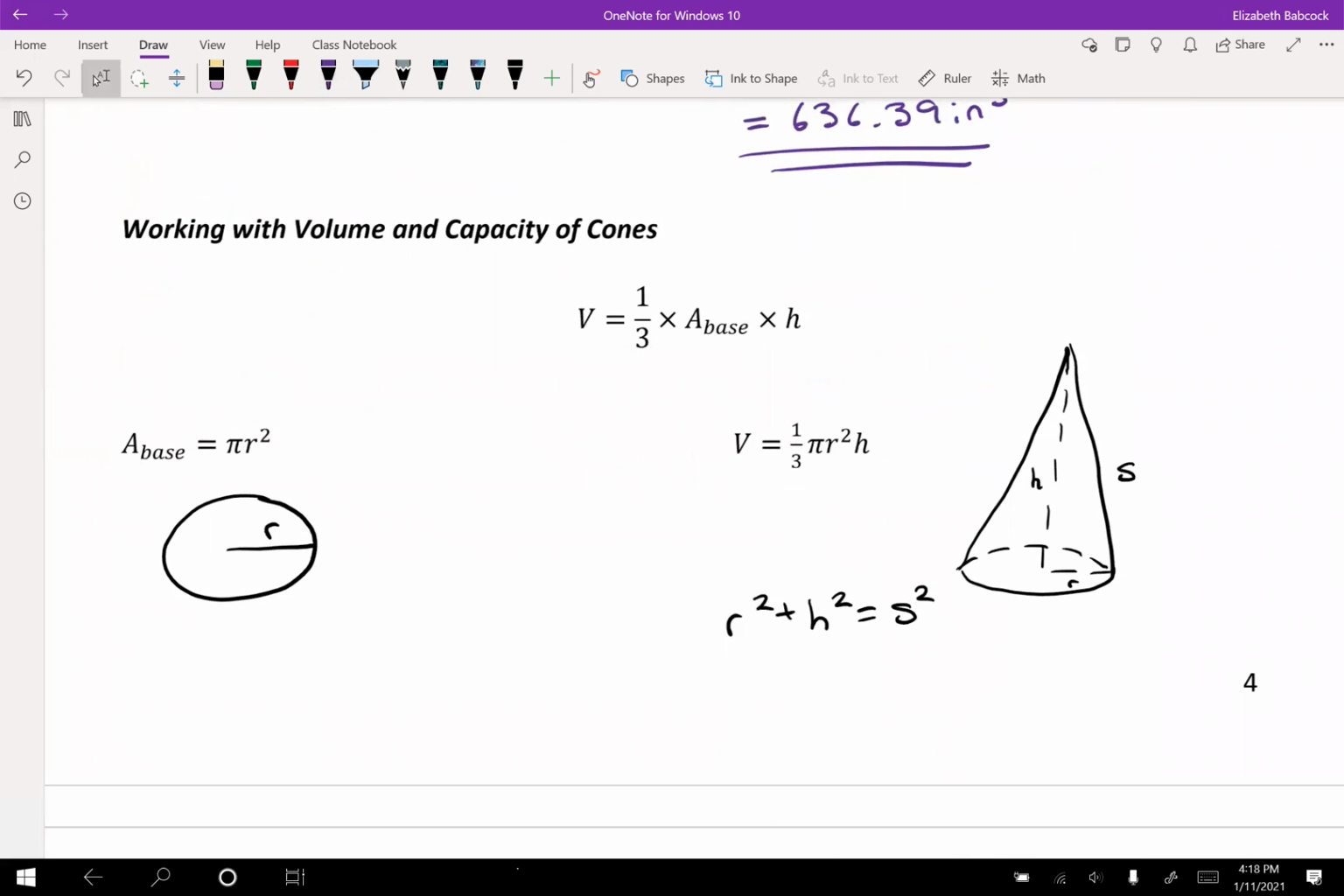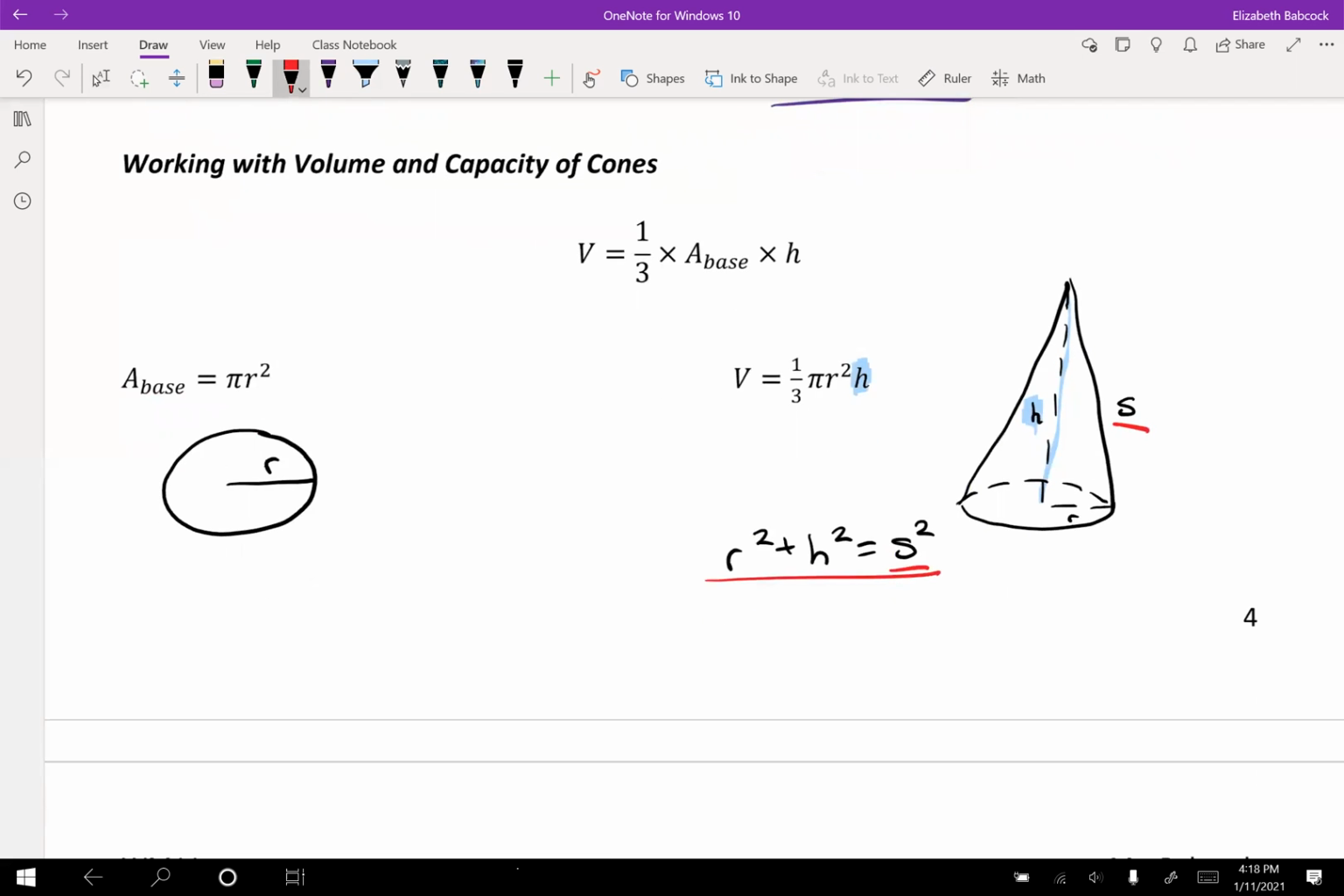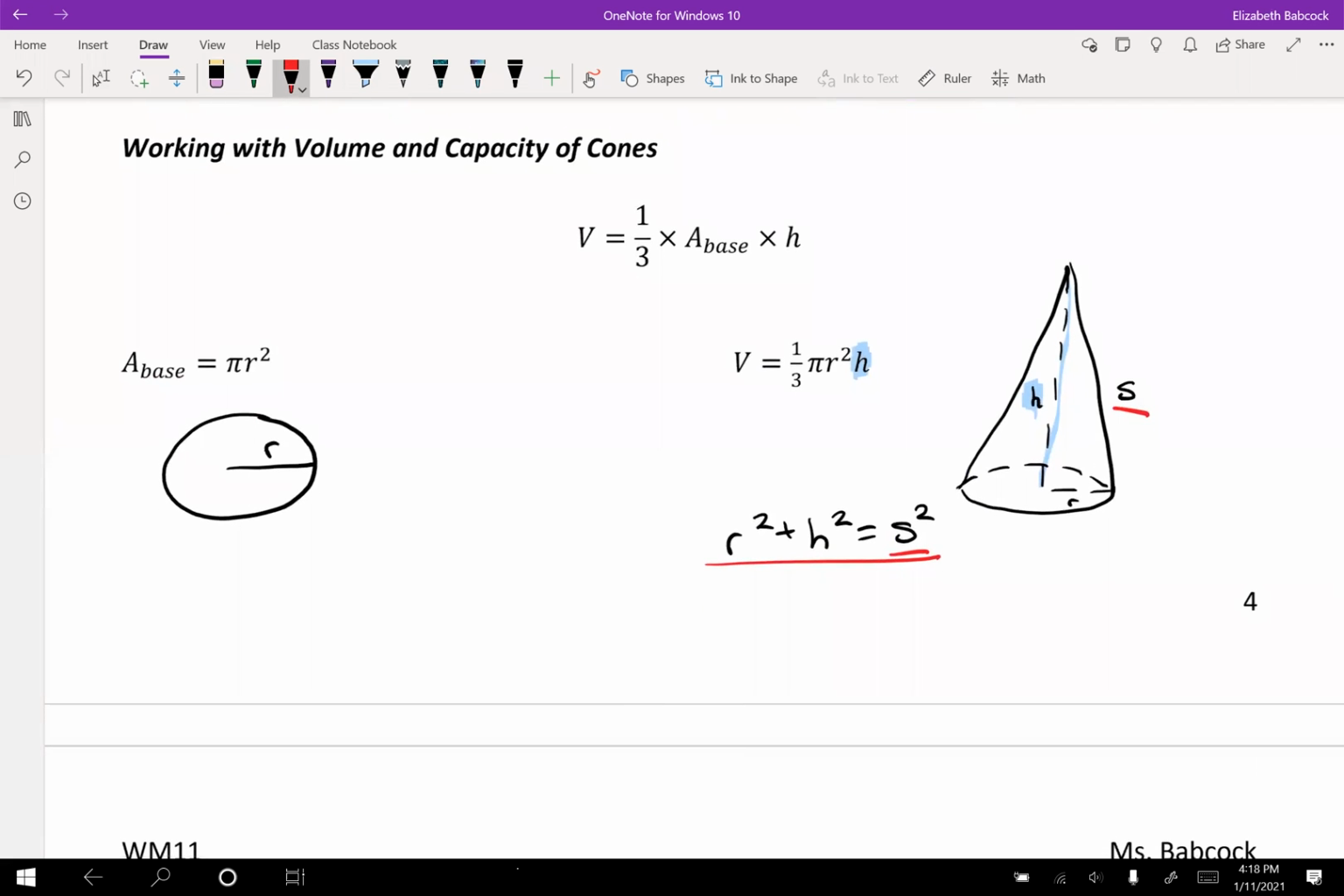Okay, the next shape you are working with is working with the volume and capacity of cones. Okay, so remember cones have a circular base and then have a pyramidal top. So note carefully that you need H, which is this one, and you may be given S, so you need to solve for it using the Pythagorean theorem. Okay, we're going to do a couple examples with this one.